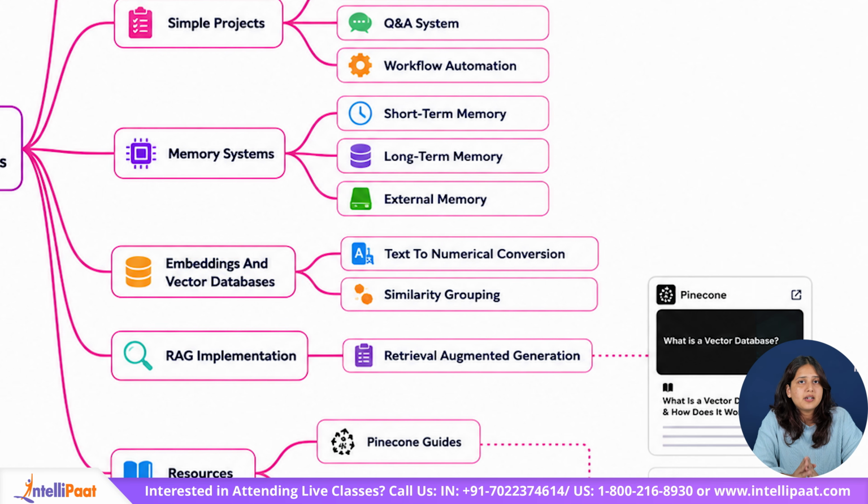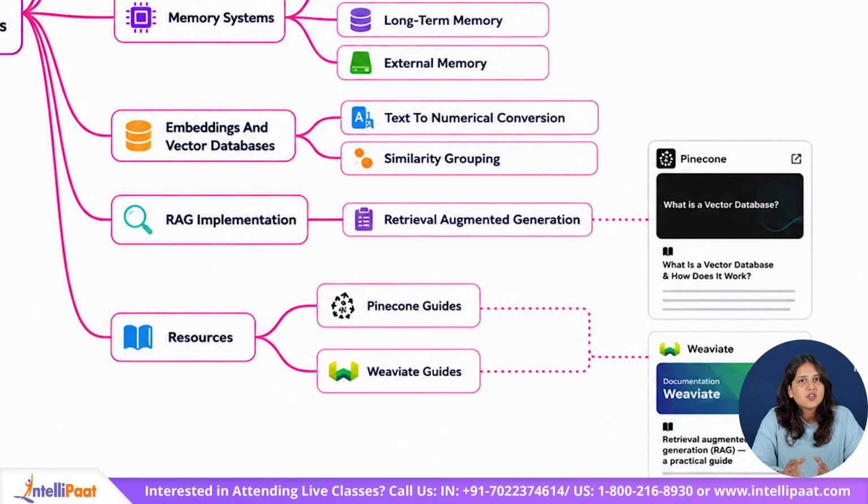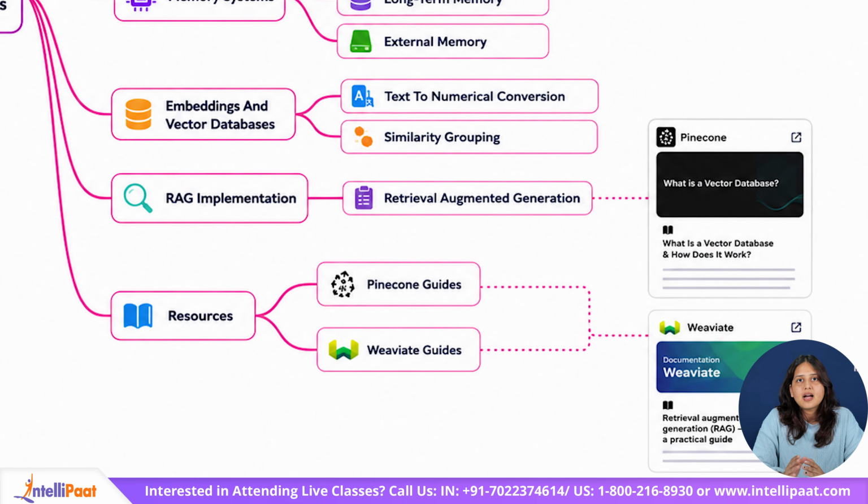This is where you implement RAG, or retrieval augmented generation. Here, instead of relying only on the model's knowledge, you give it access to external data. You convert that data into embeddings, store it, and retrieve it during runtime to generate more accurate and context aware responses. For this, you can explore free vector database and RAG guides from Pinecone and Weaviate.